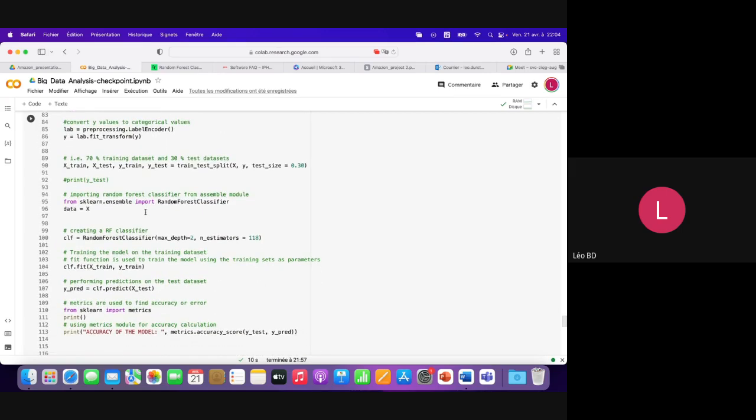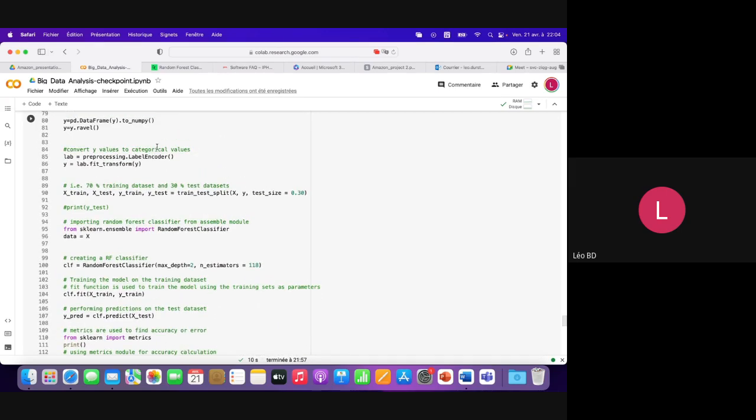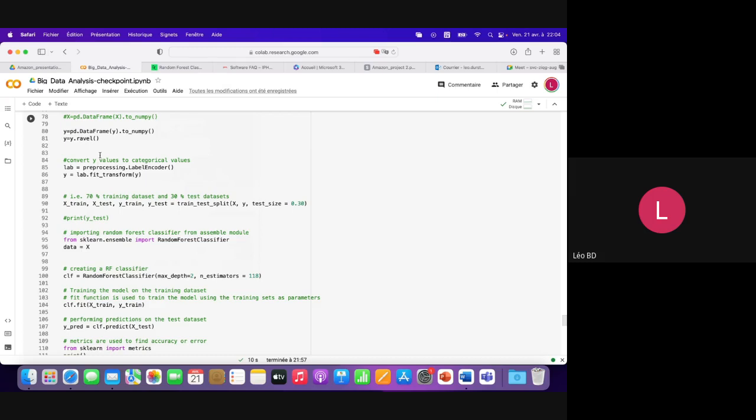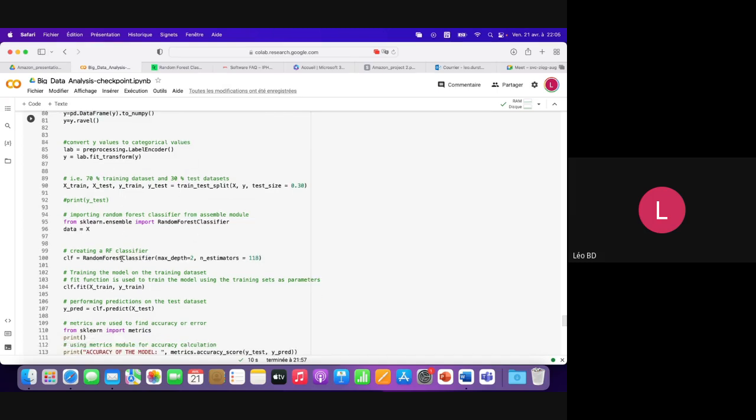We train our model with random tree, I think. I cannot find it now, but it's here. Random forest classifier. That is, if I'm not mistaken, the name of our algorithm. And again, we have to specify some numbers to train it.